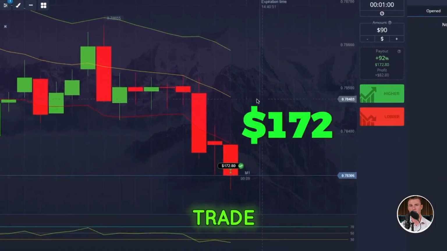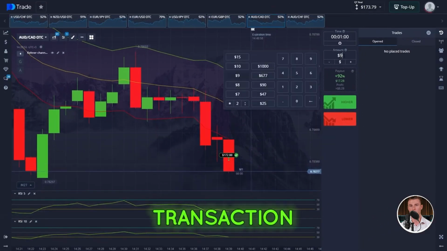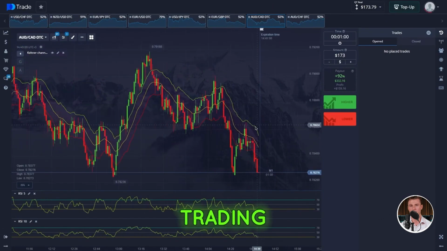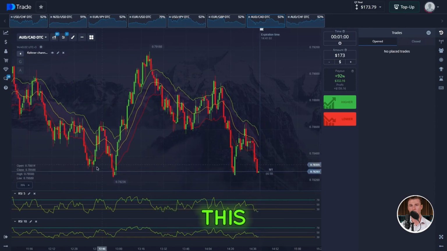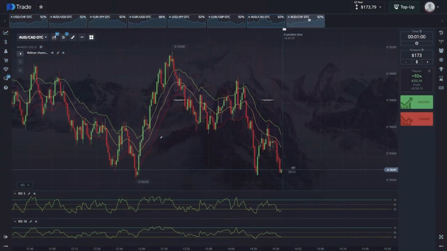And our next trade closes in a plus. We will change the amount of the transaction value, set the maximum again, and continue our trading. Everything worked out in this transaction. As I said, we will select the next currency pair.